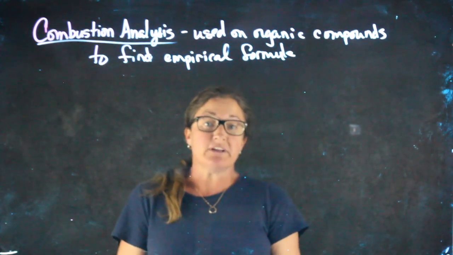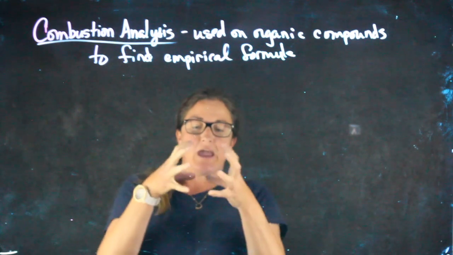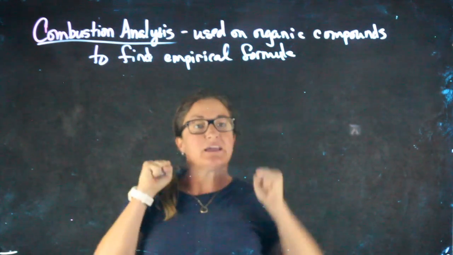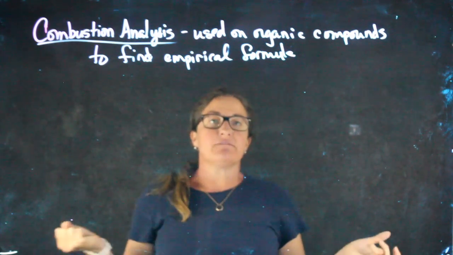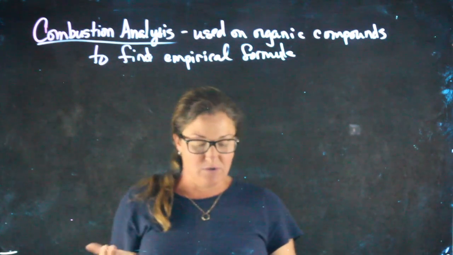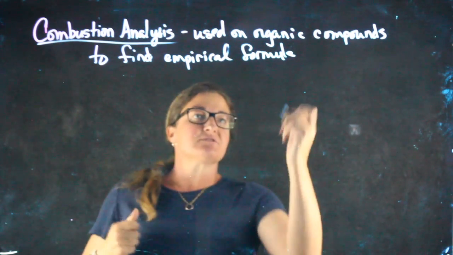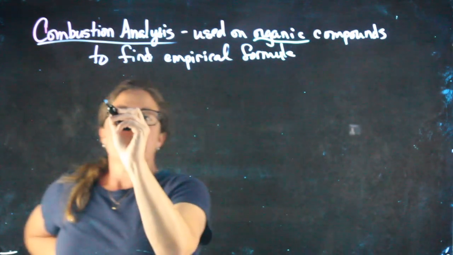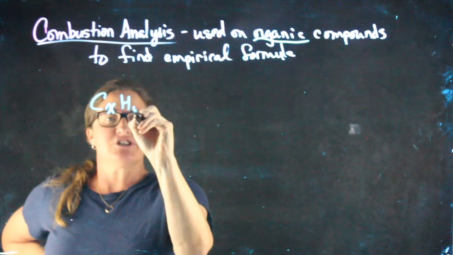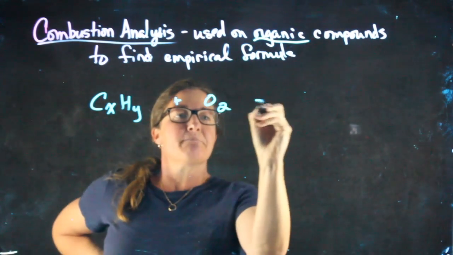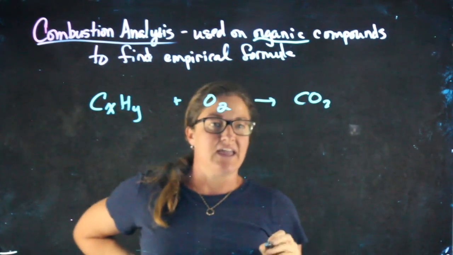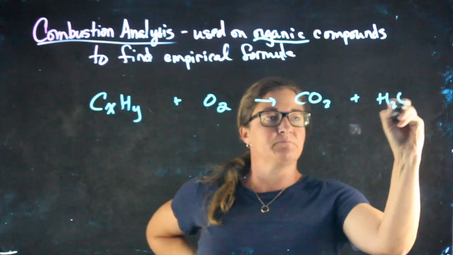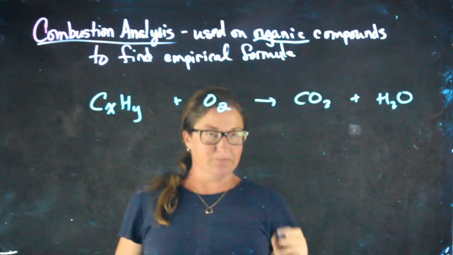Combustion analysis is a really useful trick where a compound can be burned, and by collecting and weighing the products, one can figure out what the empirical formula of the compound was. This is typically used on organic compounds, so things that contain carbon. If I have something that just has carbon and hydrogen in it, when I burn it, I'm always going to get carbon dioxide and water, if it's a complete combustion.